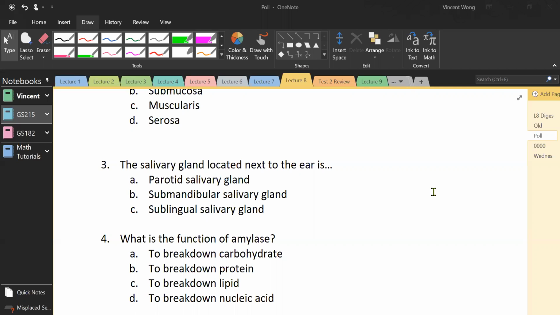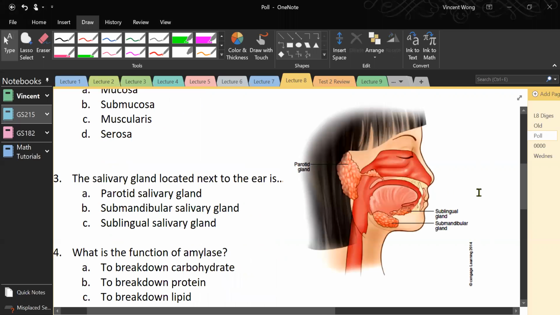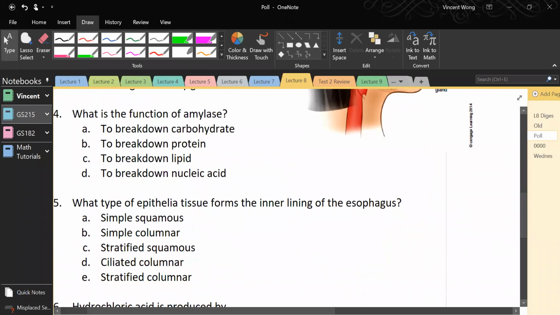So we have 3 pairs of salivary glands. The one that is next to the ear, that is the parotid salivary glands. Underneath the tongue, we have a sublingual gland. Lingual means tongue, right? Sublingual would be underneath the tongue. Like if you're bilingual, you speak 2 languages, right? 2 tongues. So sublingual gland. And then here we have the submandibular gland, because this bone is called the mandible, as you will learn later. So the one that's next to the ear is the parotid salivary gland.